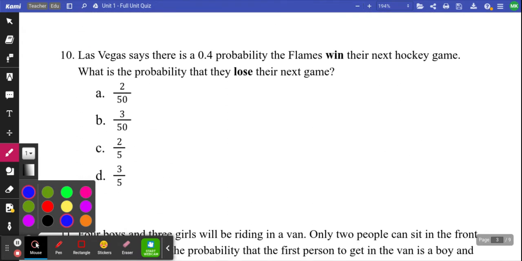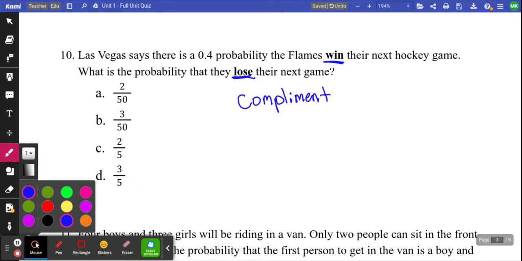Number 10. Vegas says there's a 0.4 probability the Flames win their next hockey game. What is the probability they lose their next game? Lose would be the opposite of win. Right? Those are called complements. Opposites.